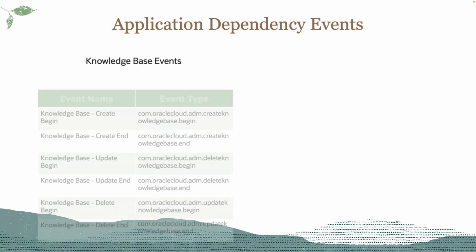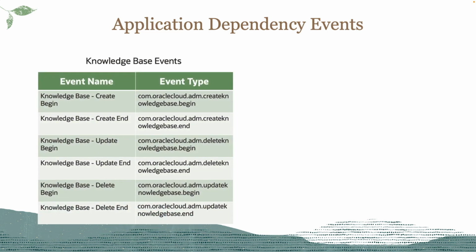Application Dependency Management, or ADM, is a feature that automatically discovers and maps dependencies between different components of your applications. A knowledge base is a key concept in ADM, and these are some of the events related to the knowledge base. For example, there are event types for creating, updating, and deleting a knowledge base.